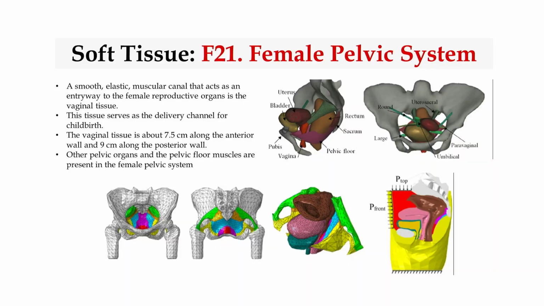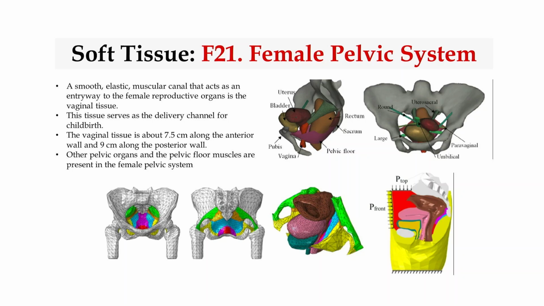So a smooth, elastic, and muscular canal that acts as an entryway to the female reproductive organs is the vaginal tissue, right? This tissue serves as the delivery channel for childbirth. The vaginal tissue is about 7.5 centimeters along the anterior wall and 9 centimeters along the posterior wall, right? So this is the entryway. Other pelvic organs and the pelvic floor muscles are present in the female pelvic system.